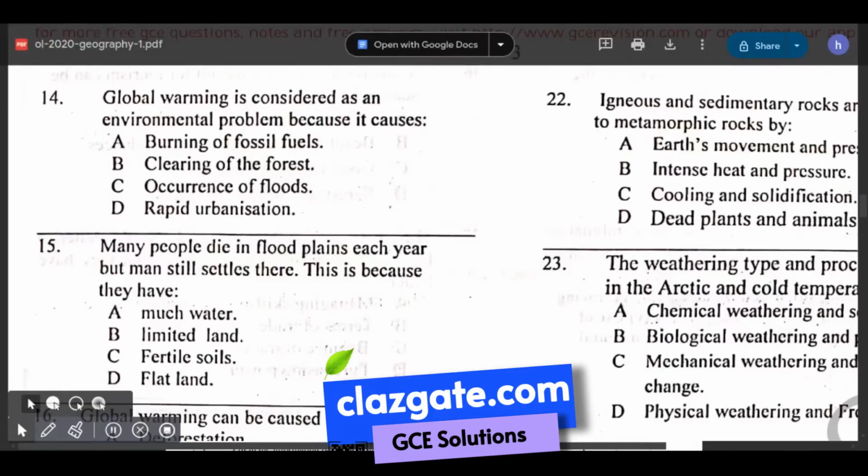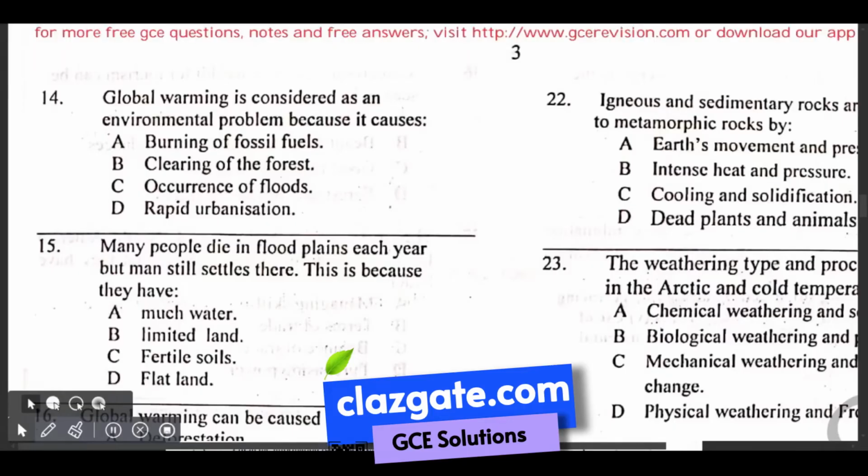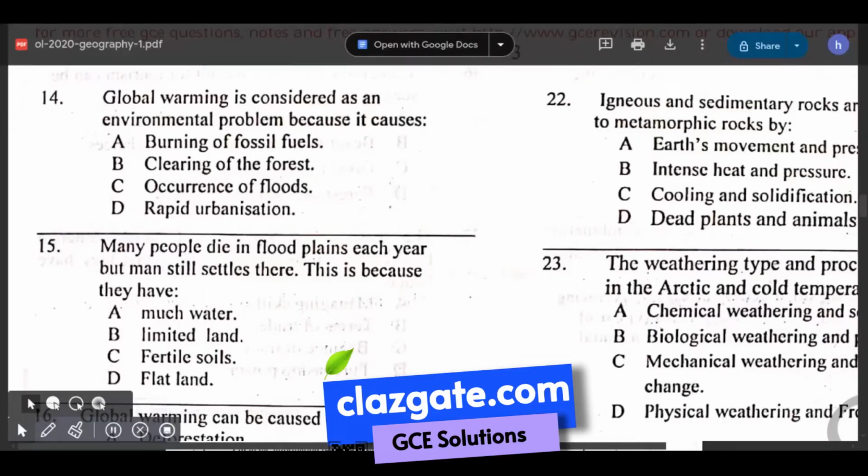Burning of fossil fuels releases greenhouse gases such as carbon dioxide into the atmosphere, and these gases trap heat from the sun, causing the planet to warm. So the correct answer to number 14 is A. Let's go to number 15.